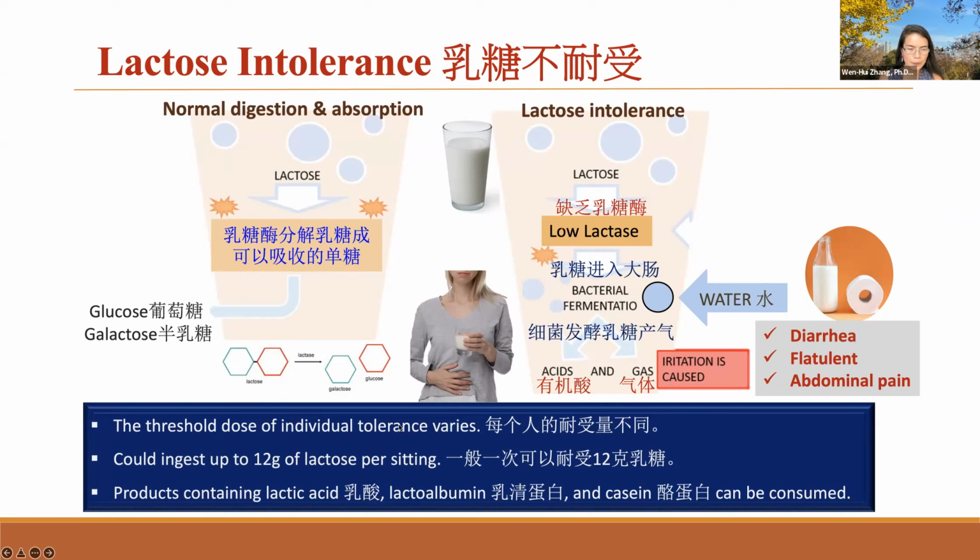So the tolerance dose, the threshold dose, for each individual is different. Usually, even individuals with lactose intolerance can ingest up to 12 grams of lactose per sitting. And people with lactose intolerance can still consume products containing lactic acid, as in fermented products. Lactic acid is a fermented product from lactose. And that applies to whey protein and casein protein.